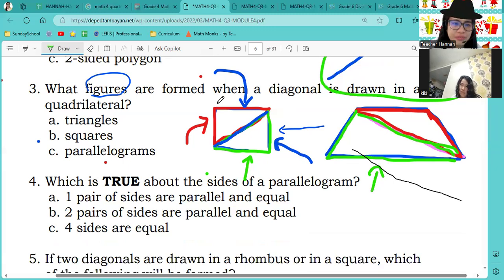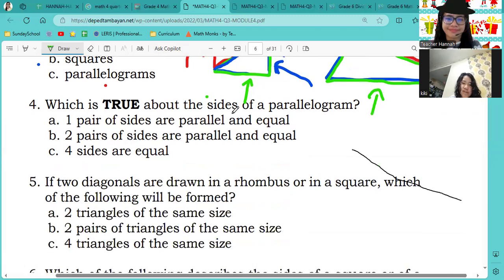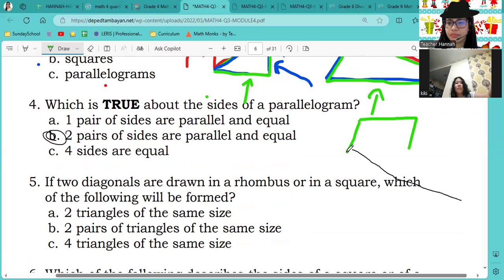Let's go with number 4. Can you read number 4? Which is true about the sides of a parallelogram? Okay. When we say parallelogram, this is a parallelogram. Okay, can you read it? Two pairs of sides are parallel and equal.